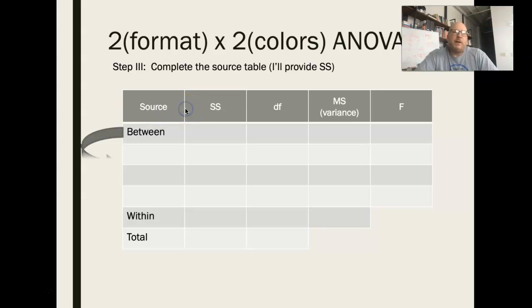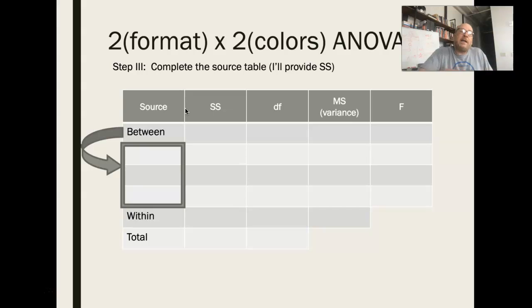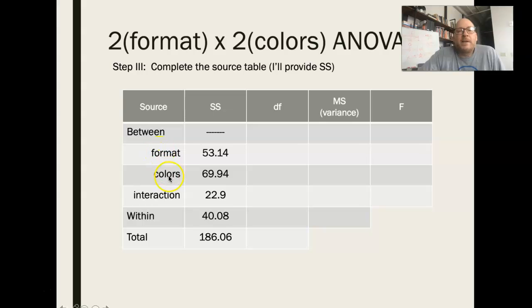In this case, however, between groups can actually unfold in several ways. That's because we've got 2 variables. And so instead of calculating between groups variance up here in the top row, we're going to be calculating format, colors, and interaction. All of those things together would add up to be between groups, but we're not going to test overall between groups. We're going to test these guys.